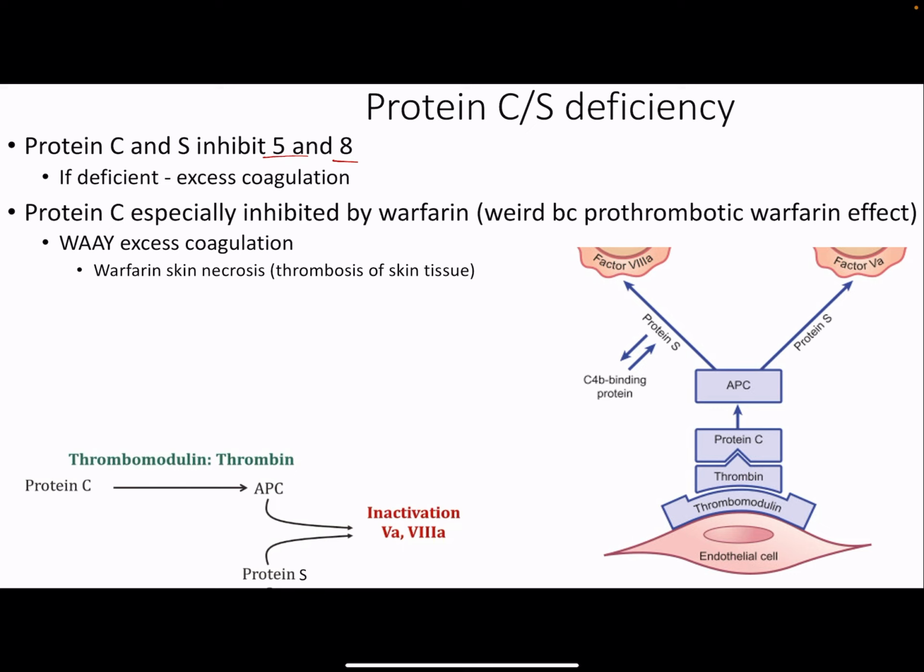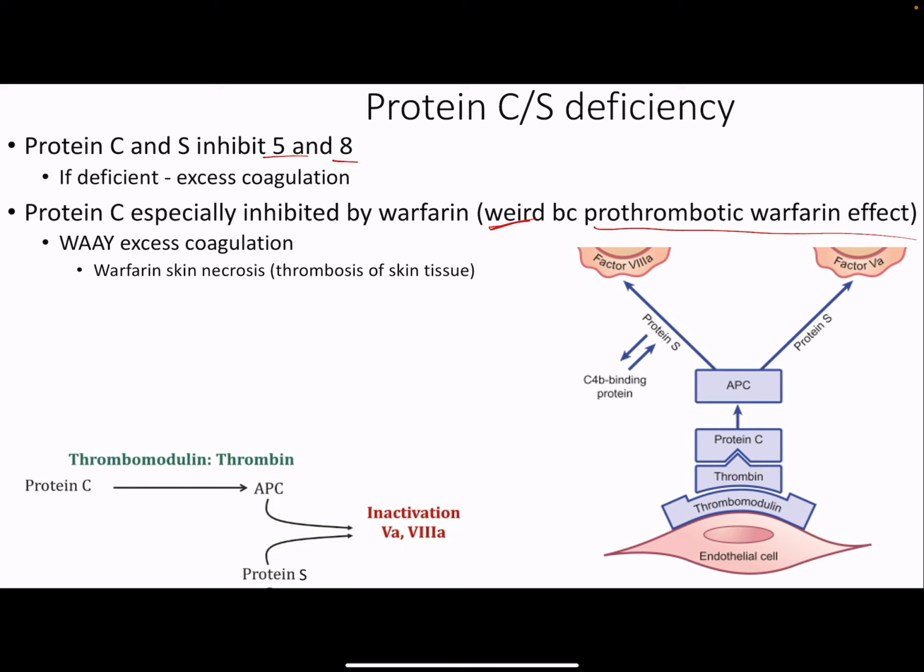So the important new bit of information here is protein C. Warfarin, we know warfarin because it inhibits vitamin K. And we know, okay, vitamin K is necessary for coagulation factors. Yes, that's true, but there's a weird thing, that there's also a prothrombotic effect to warfarin. Warfarin also inhibits protein C and protein S. If you inhibit vitamin K, and vitamin K is necessary to activate protein C, that means you're inhibiting protein C. That may be a prothrombotic effect.